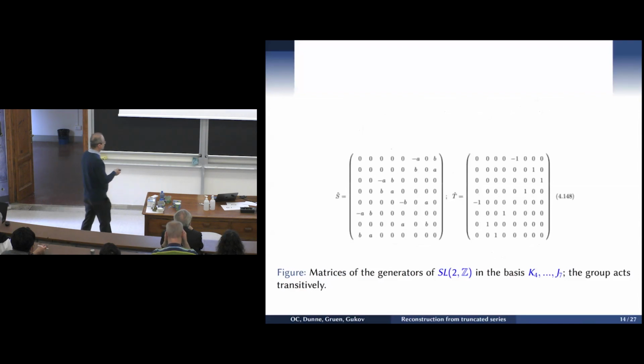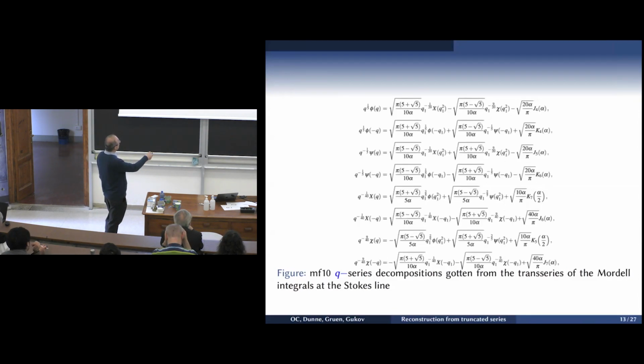Indeed, so what did I do here? You have the Mordell-type integrals, 8 of them here. And you want to write the action of SL2Z in this basis.